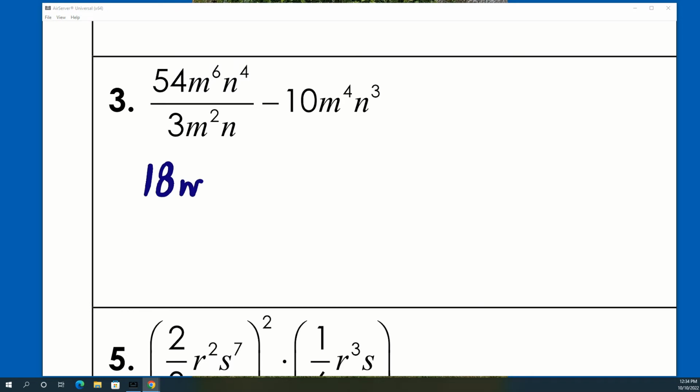So it'll be m to the fourth. And then same thing for the n's. I'm going to subtract the exponents. So it'll be n to the third.